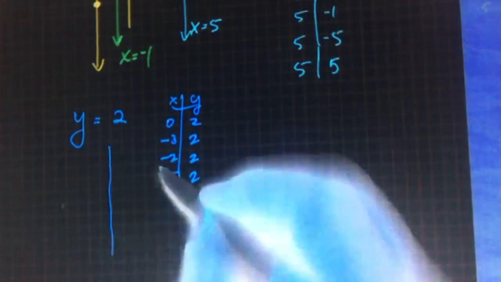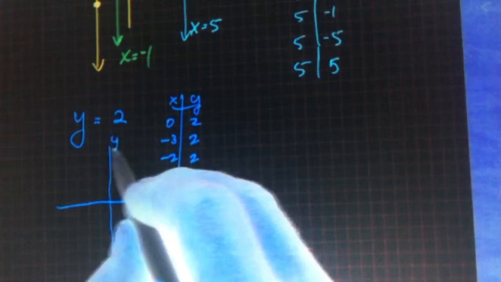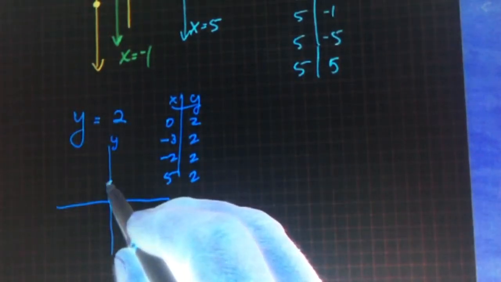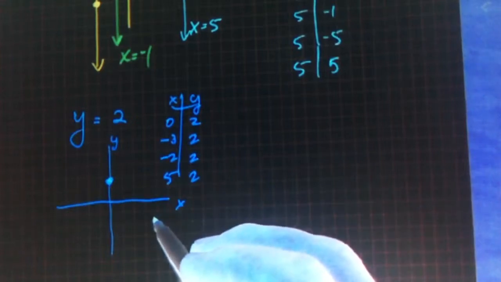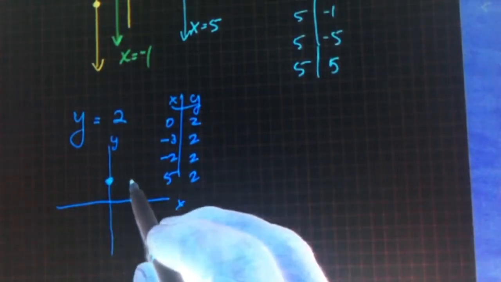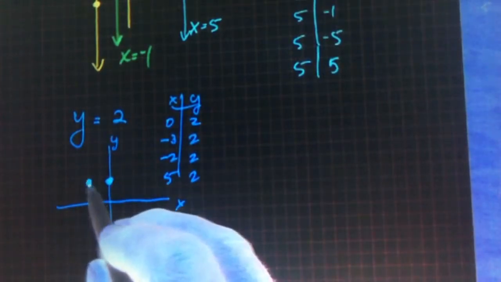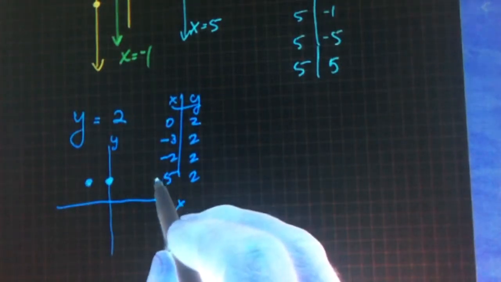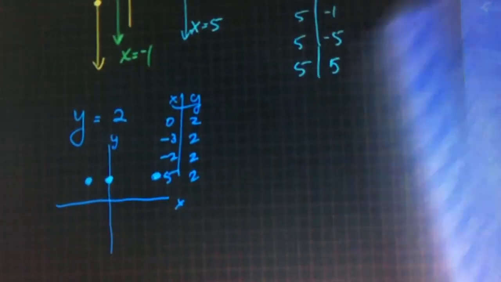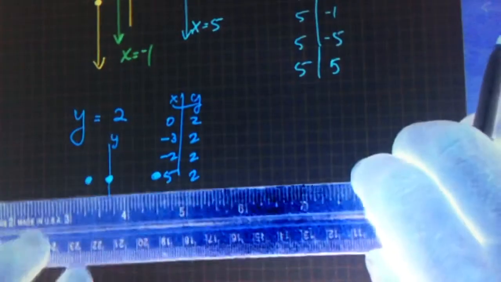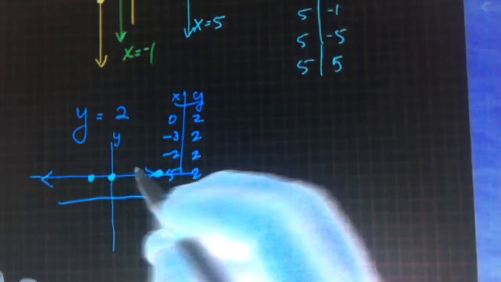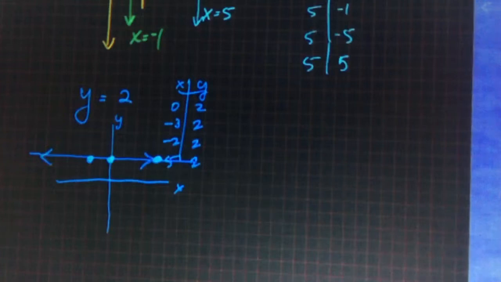I'm going to use this freehand. This is my y-axis. This is my x-axis. And I've got (0, 2), 0 for x, 2 for y. I've got (-3, 2). And what's happening here is we are getting (5, 2): 1, 2, 3, 4, 5, 2. What's happening here is we're getting a line that goes horizontally through y equals 2. And this is the graph of y equals 2.